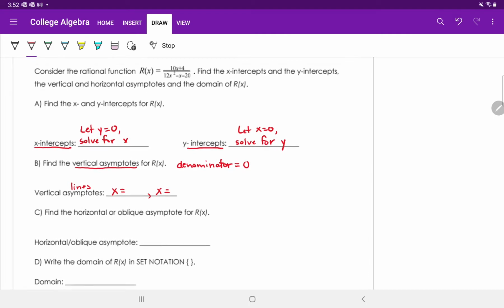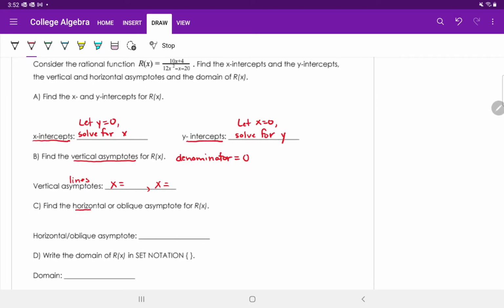For part C, we want to first look for horizontal asymptotes. That's where you compare your biggest exponent on top to your biggest exponent on the bottom. If the top exponent is bigger, then there's no horizontal asymptote. If your bottom exponent is bigger, then you will have an asymptote, and you'll need to look back in your notes to figure out what that is. And if your top exponent and your bottom exponent are equal, then you will have an asymptote, and you'll need to look back at your notes to figure out what that is too.